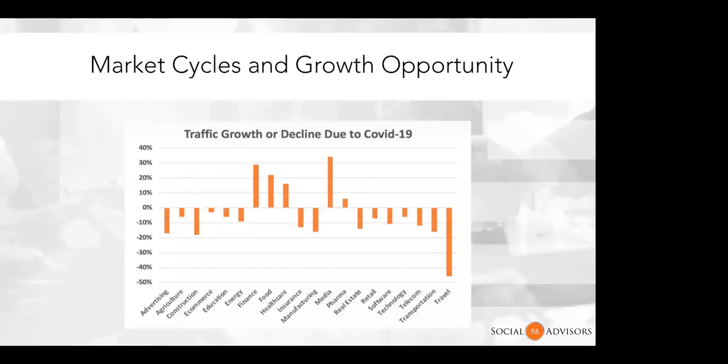And I wouldn't doubt it if these numbers have changed a little bit. But this is just looking at what has happened with internet searches since COVID-19 and all of us going into some isolation type living, social distancing. Obviously, travel is way down, advertising's down, manufacturing, insurance. But I want you to pay attention to, obviously, healthcare and food, media, but look at finance. The searches for finance are up almost 30%.